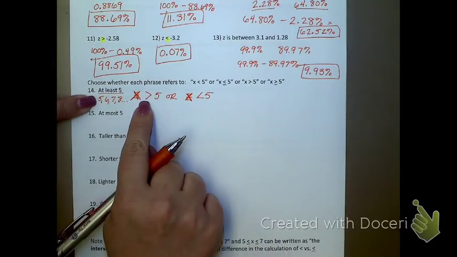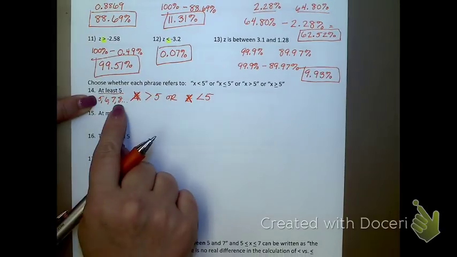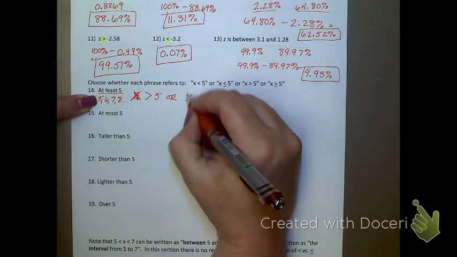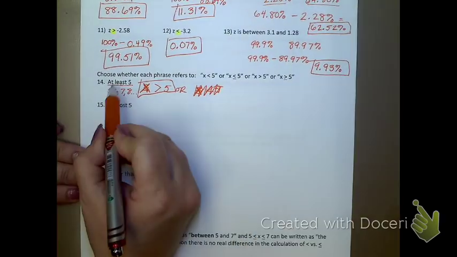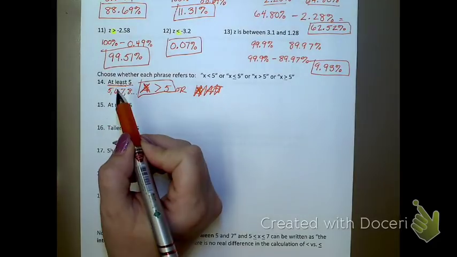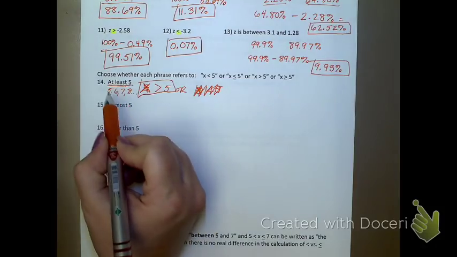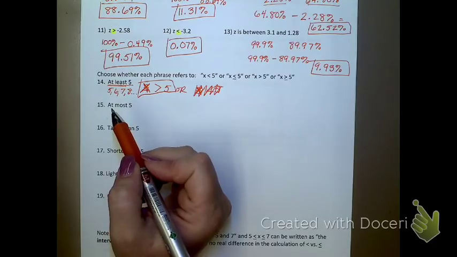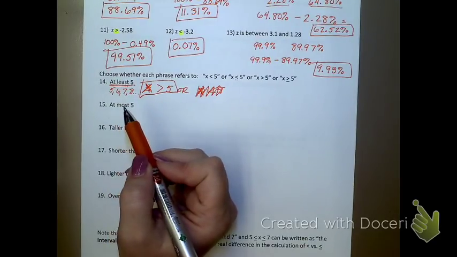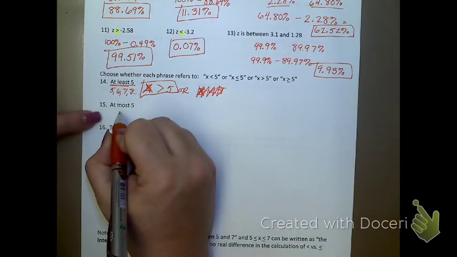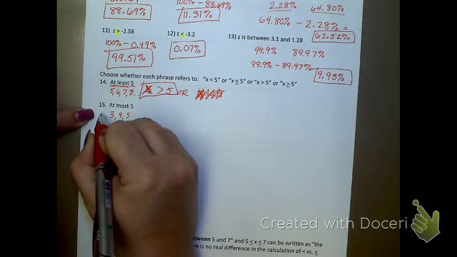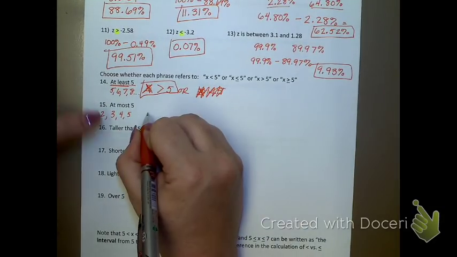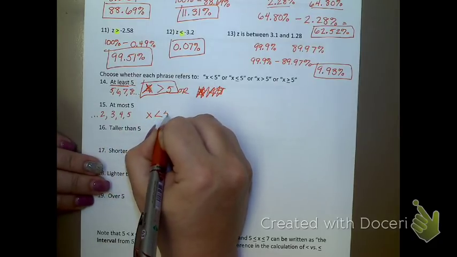So what expression would that be, x is greater than 5, or x is less than 5? It's going to be x is greater than 5. At least, people tend to want to put a less than sign. It's actually a greater than sign because at least means you're talking about all the numbers bigger than that. The next one says at most 5. Well, at most 5 means 5 and all the numbers that come before it, and so on and so forth. So these all would be values that are less than 5.